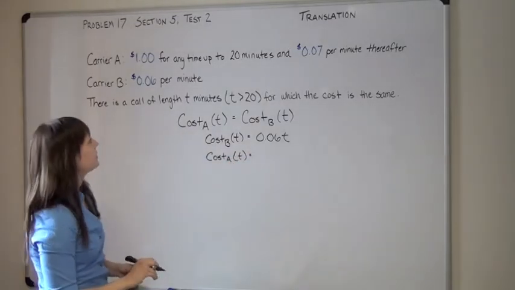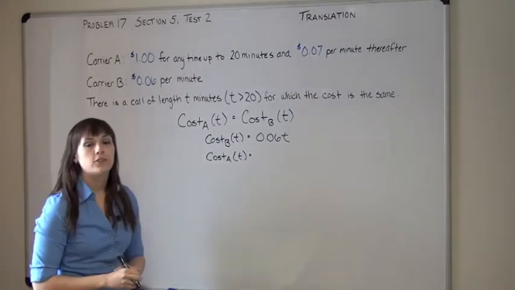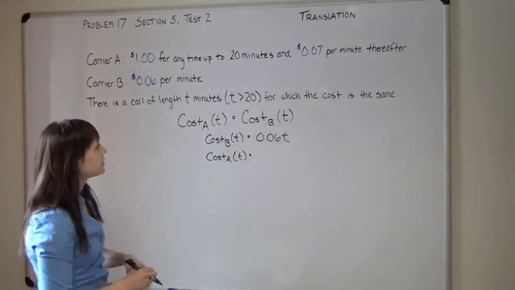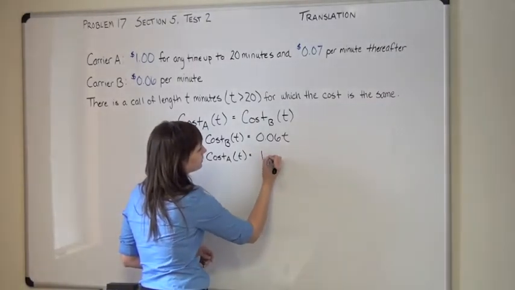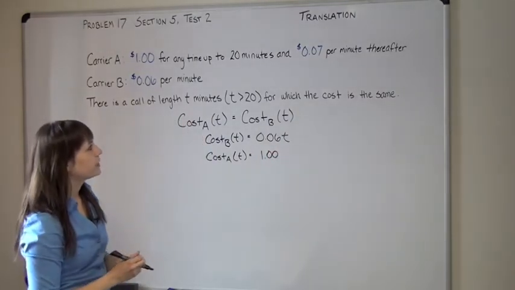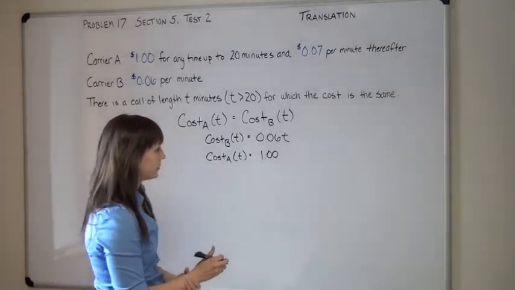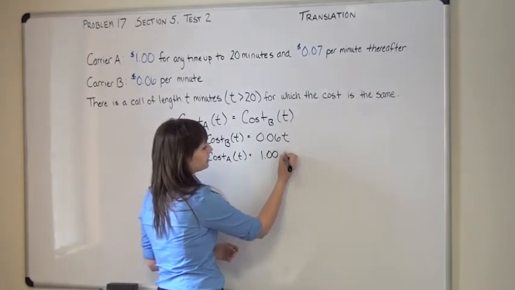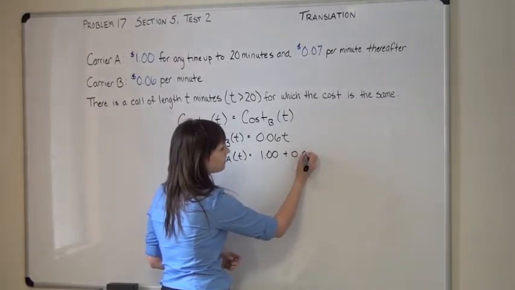This is a little more complex. We start with a flat rate of $1 for any time up to 20 minutes. And the good news is we know our call is over 20 minutes. So we start with the $1. And now because our call is definitely over 20 minutes, we know that it's 7 cents per minute thereafter. So we start with the flat $1, then we add in the 7 cents per minute.